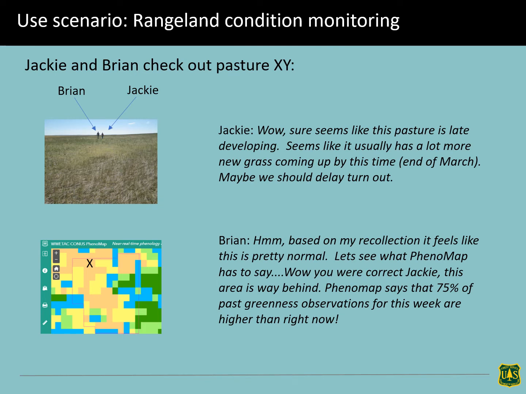She thinks that maybe we should delay turnout or perhaps reduce stocking on this particular piece of ground. Brian surmises that based on his recollection, it feels like the phenological condition of the pasture is pretty normal. So they decide to take a look and see what PhenoMap has to say. Brian says, wow, Jackie, you were really correct. This area is way behind. PhenoMap says that 75% of the past greenness observations for this very week are higher than we are right now.